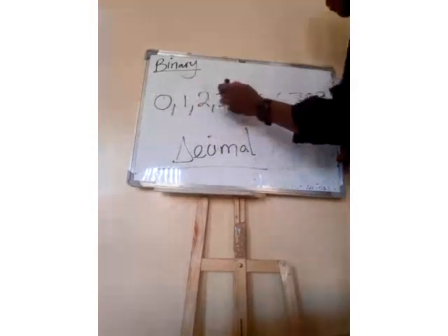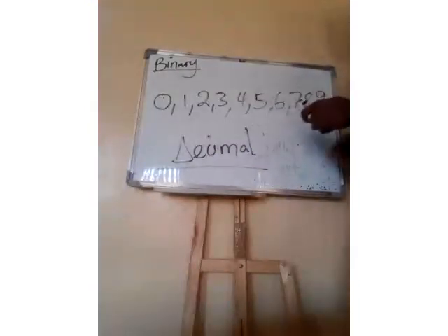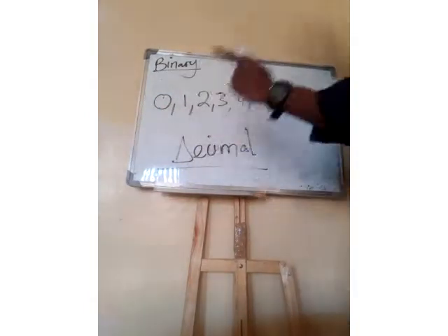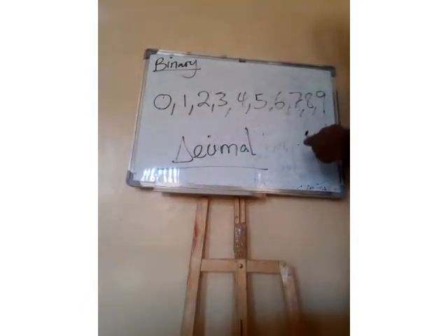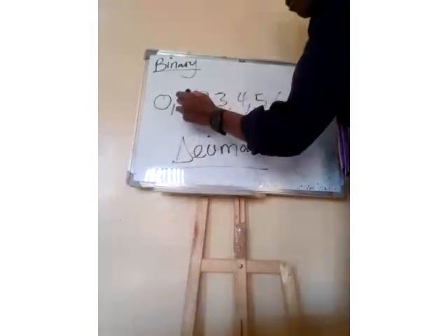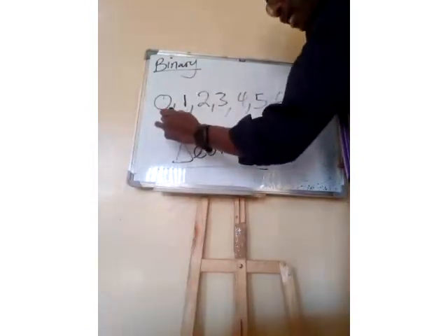That's 1, 2, 3, 4, 5, 6, 7, 8, 9, 10. But if you count, it's from 0 up to 9. So now, what happens when you want to make a 10? When you want to make a 10, you get a 1. From where? There, you get a 1.